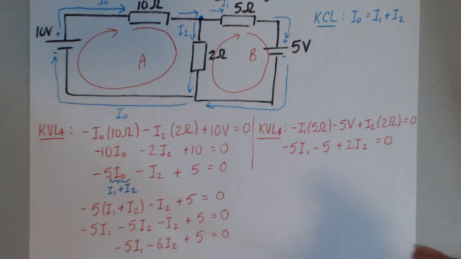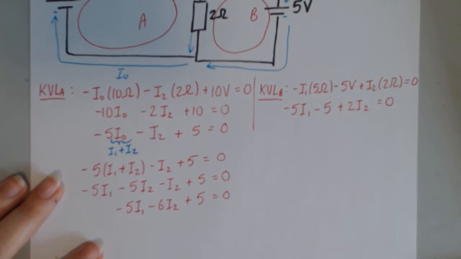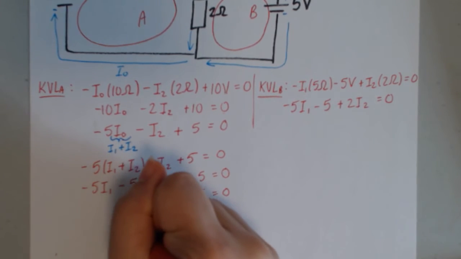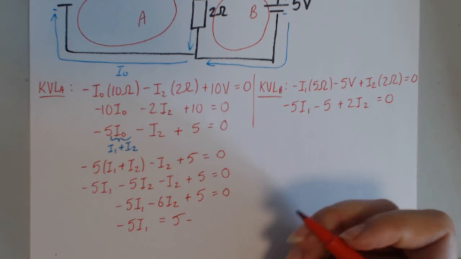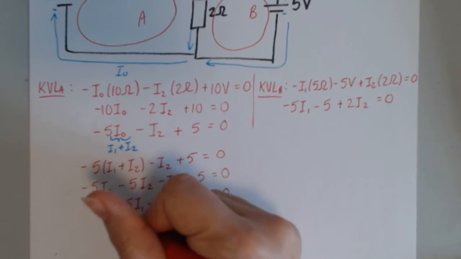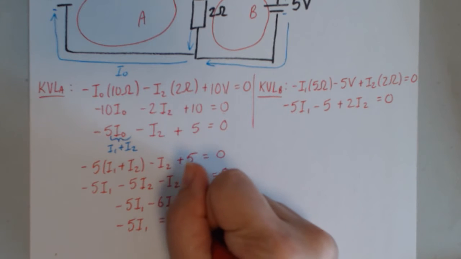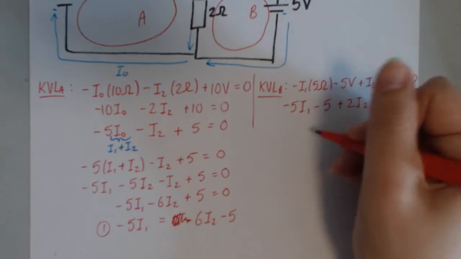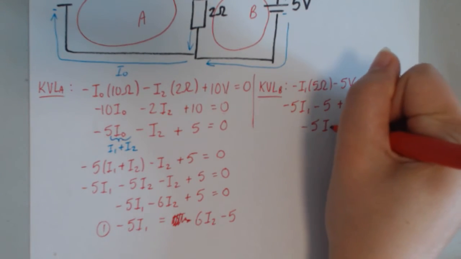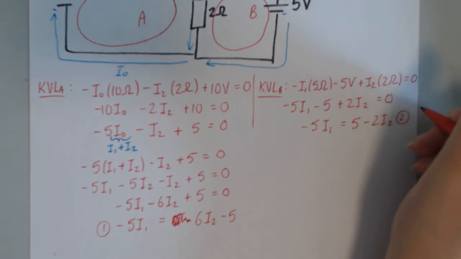Okay, what I noticed right away is that I've got negative 5 I1, negative 5 I1. So if I isolate for both of those, I can set those two expressions equal to each other. So why don't we do that? So negative 5 I1 is equal to 5 minus, oh no, hang on, let me get the signs correct here. If I keep this on the left side and I bring everything to the right side, everything that gets moved switches its sign. So that means it's going to be 6 I2 minus 5. Okay, so we'll call that equation 1. And over here, isolating for negative 5 I1, we're going to get positive 5 minus 2 I2.